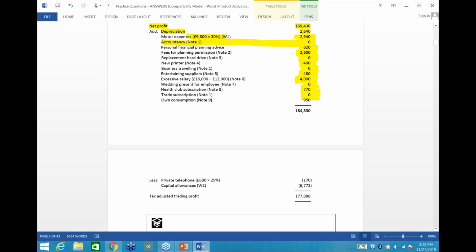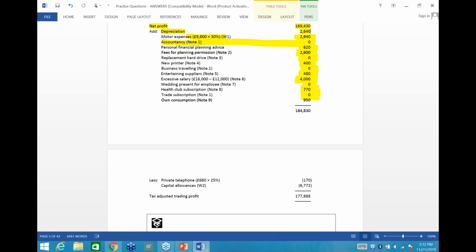And then you have some other items given separately which are not included in the income statement. We need to look at those notes as well. Note number 7, private telephone. Tony uses his private telephone to make business calls. The total cost of the private telephone for the year ended 5th of April 2019 was 680, and 25% of this related to business telephone calls. The cost of the private telephone is not included in the statement of profit or loss expenses of 178,400.